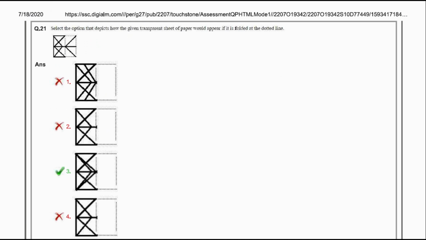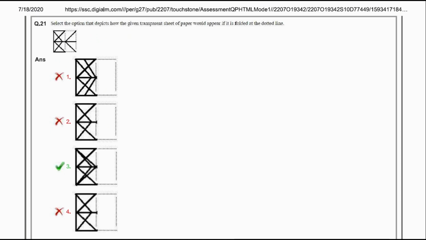Select the option that depicts how the given transparent sheet of paper would appear if it is folded at the dotted line. So the option is 3rd. When you place that picture on the given one, you can see that in the first shape, the question shape, the arrows of the half triangle will be made at the center. So when you fold it, the center line will make a cohesive shape. So option 3rd is the correct option.